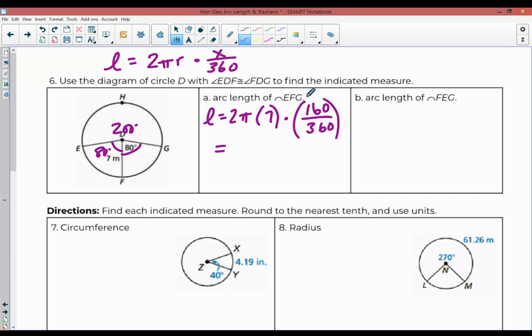19. We can round to the nearest tenth again, since that's what the other directions have told us. 19.5 meters.